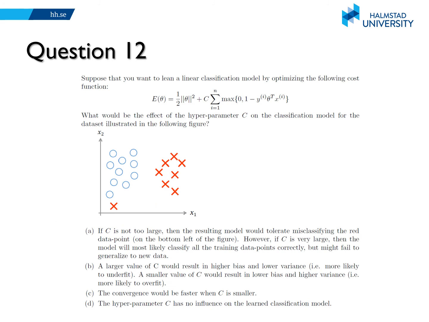This is related to the previous question. So suppose that we want to learn a linear classification model by minimizing this cost function. And this is the cost we used for a soft margin SVM. So what would be the effect of the hyperparameter C on the classification model for the dataset illustrated in this figure?